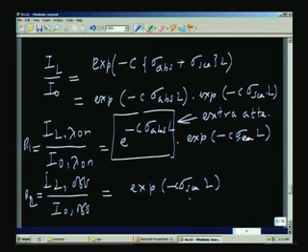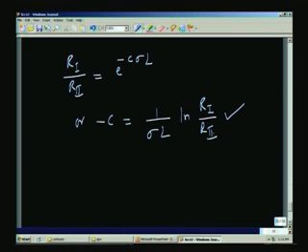To recapitulate, what we are trying to do is to measure the ratio R1 by R2. The two pulses are sent through the atmosphere, and then the concentration is pulled out from this, and the concentration values have already been given in the specification.